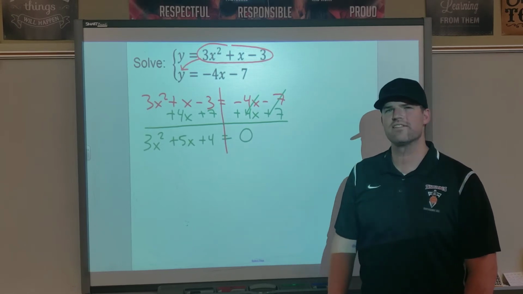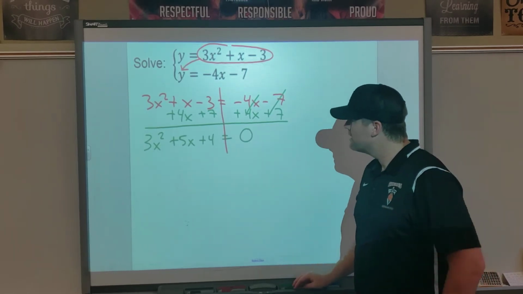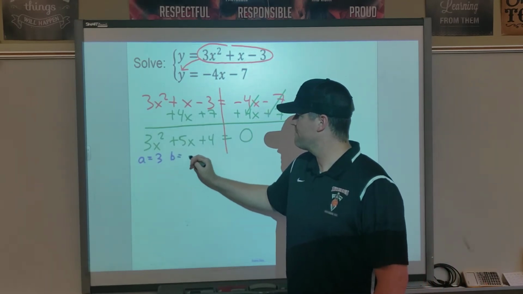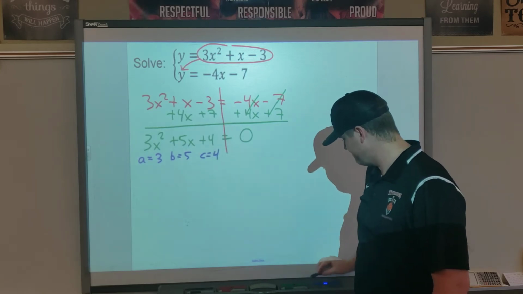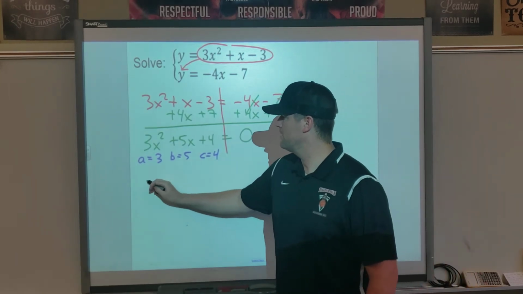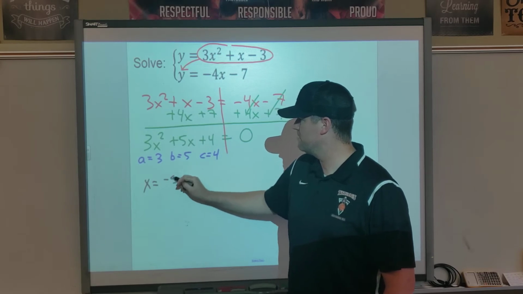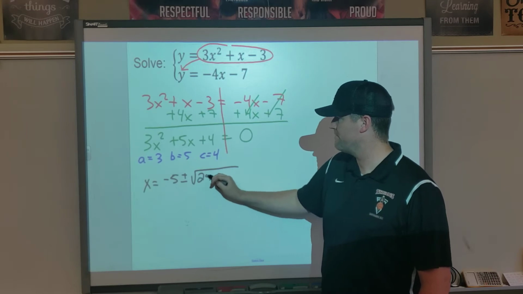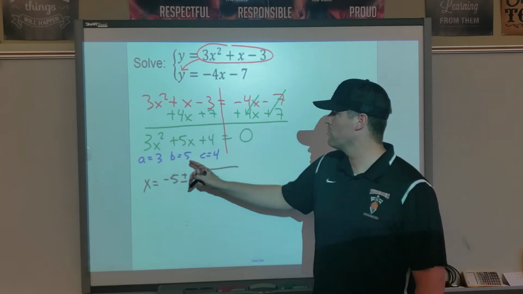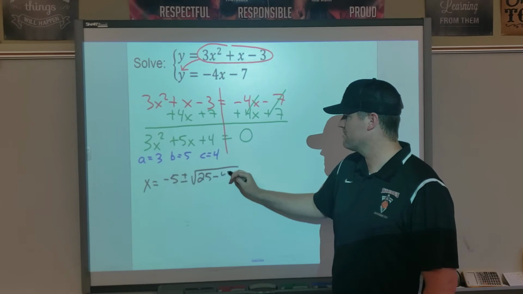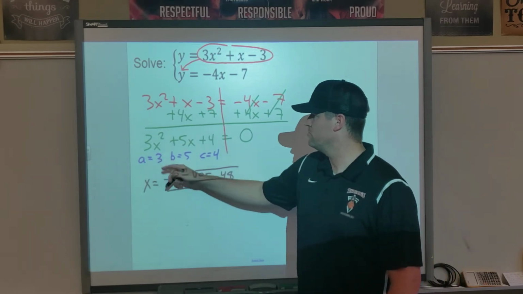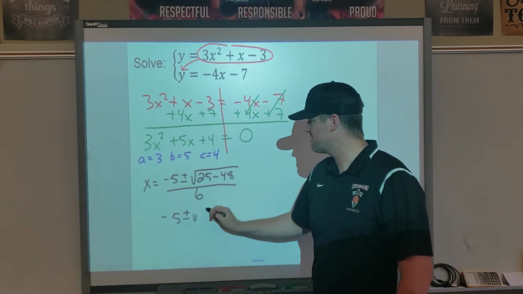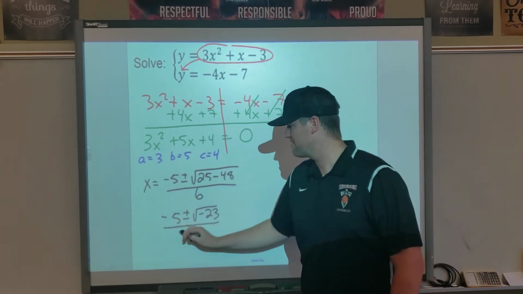This looks familiar. We might have done this on one of the other lessons. But anyway, we can use the quadratic formula. A equals 3, B equals 5, C equals 4. Plug it into the formula. X equals negative b plus or minus the square root of b squared, which is 25, minus 4 times 3 times 4, which is 48, all over 2a, which is 6. So we get negative 5 plus or minus the square root of negative 23 over 6.